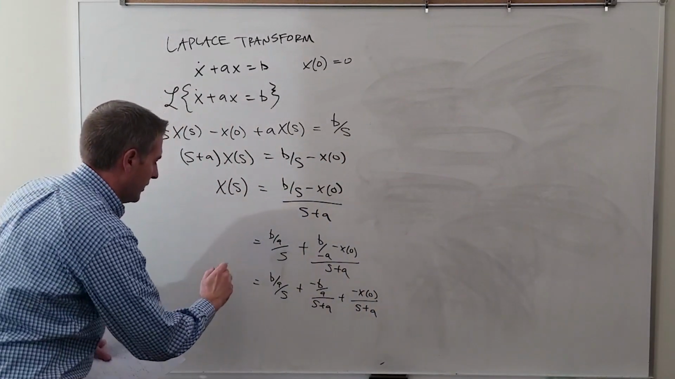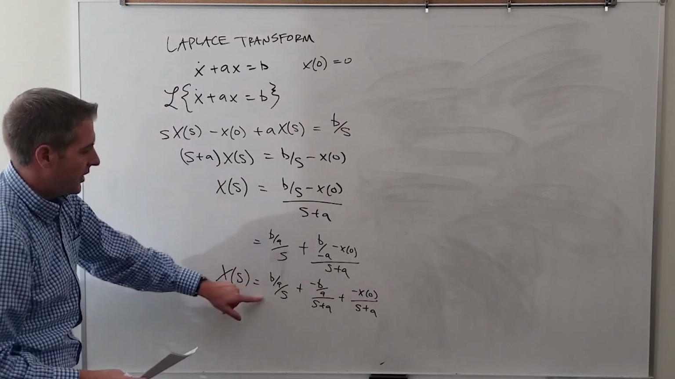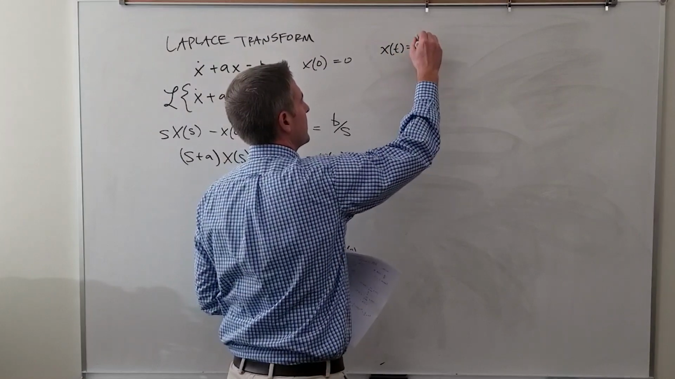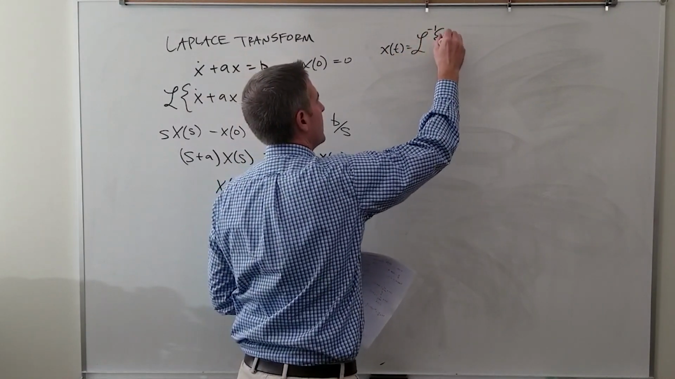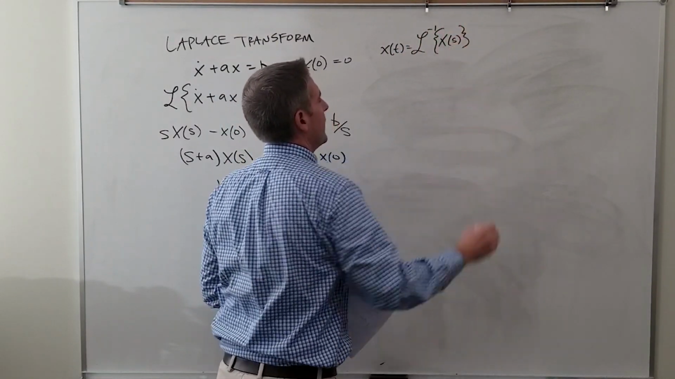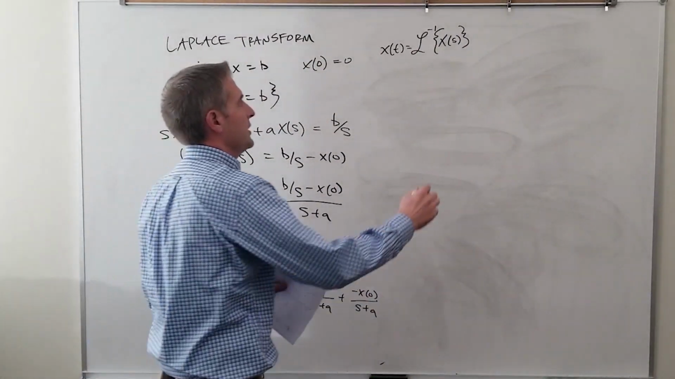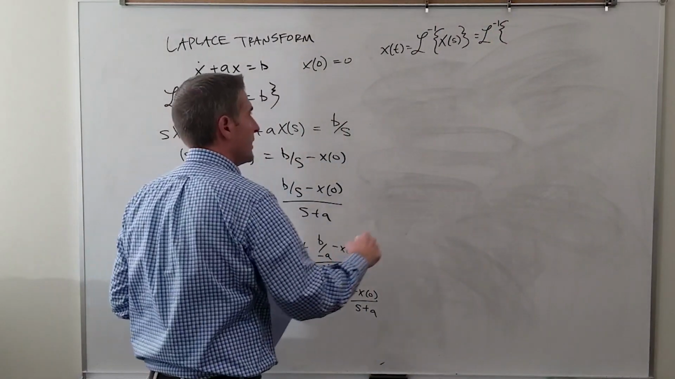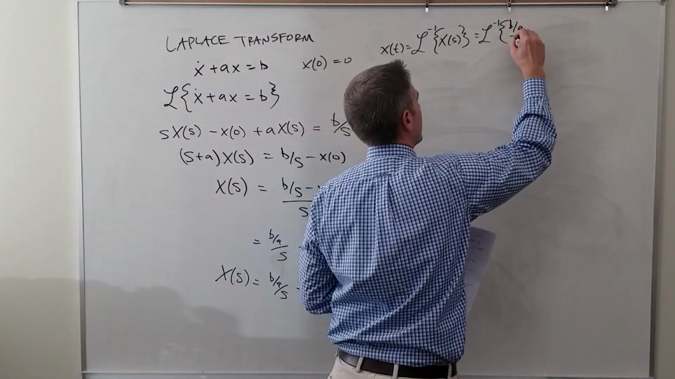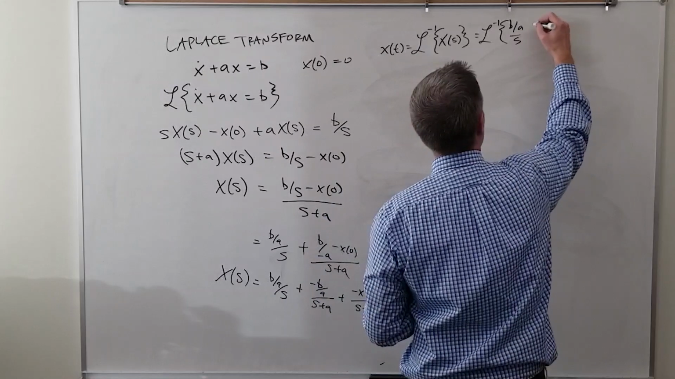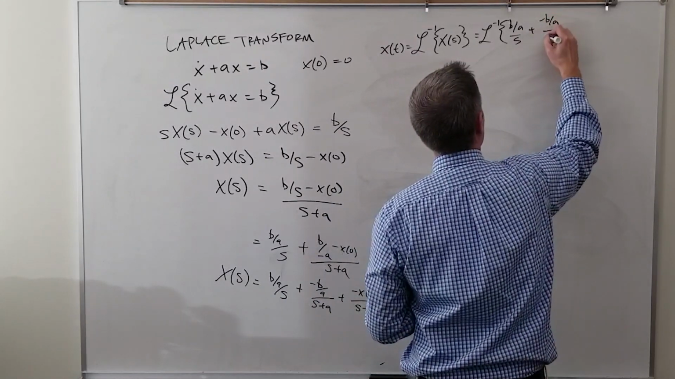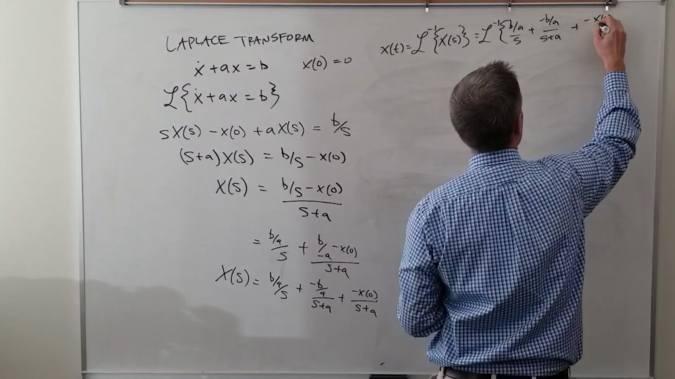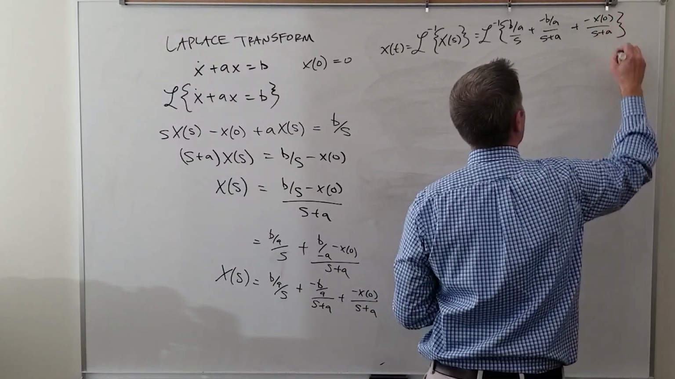All right. Now we need to take the inverse Laplace transform of all three of these terms, which means that x(t) is going to equal the inverse Laplace transform of X(s), which is the inverse Laplace transform of these three terms right here: B over A over S, minus B over A over S plus A, and then plus minus x0 over S plus A.